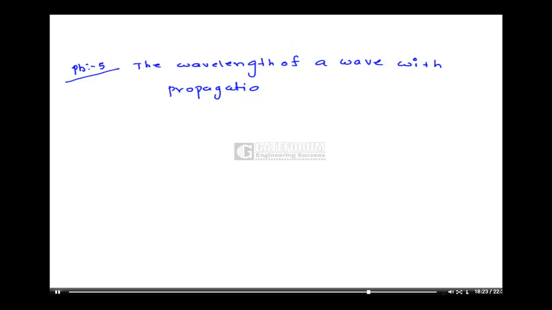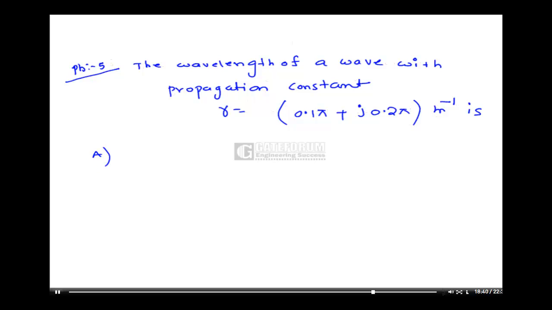Next problem is a very simple problem. The wavelength of a wave with propagation constant gamma = 0.1 pi + j 0.2 pi per meter is: option A, 20 meters; option B, 10 meters; option C, 20 centimeters; option D, 10 centimeters.